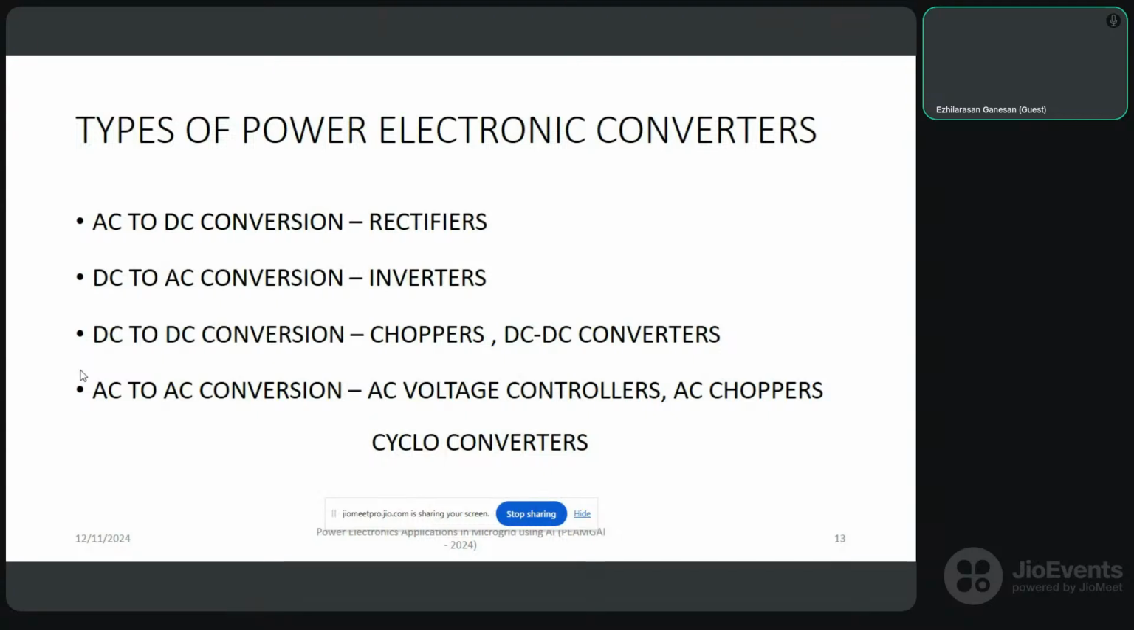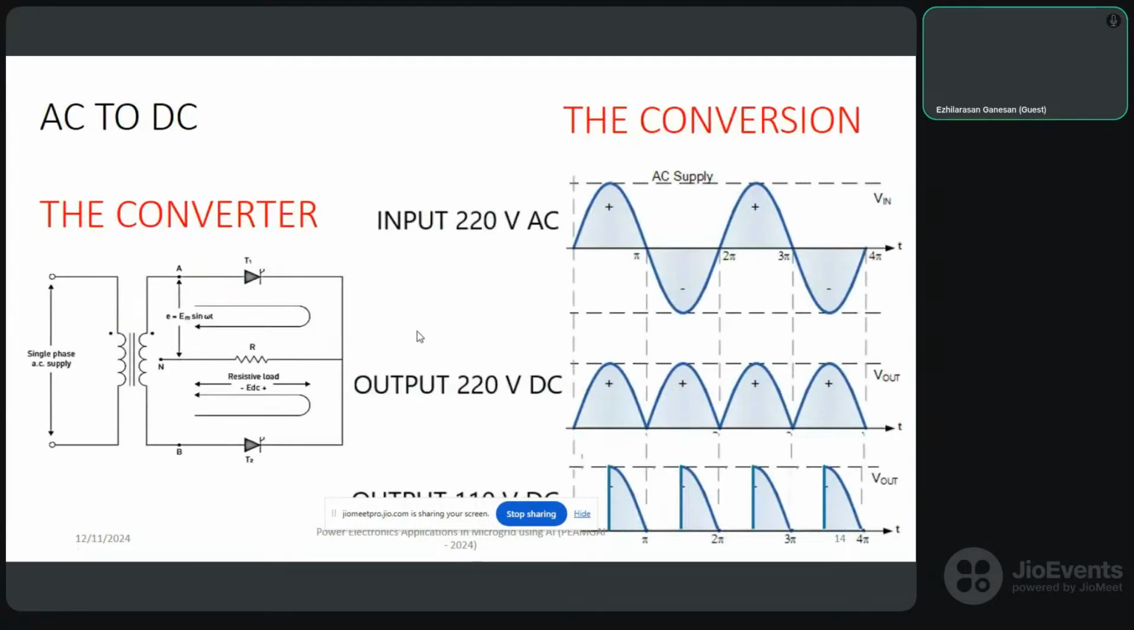Even in power systems, even till today, they use only transformers for stepping up or stepping down voltages. So we have to mainly see power electronic converters. Mainly we have to see only these three things: AC to DC conversion, DC to AC conversion, and DC to DC conversion.